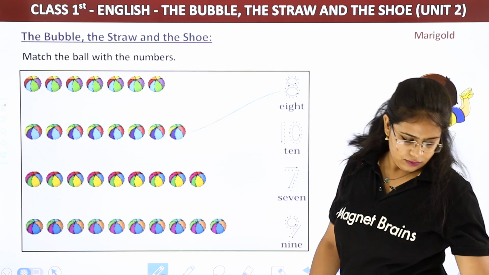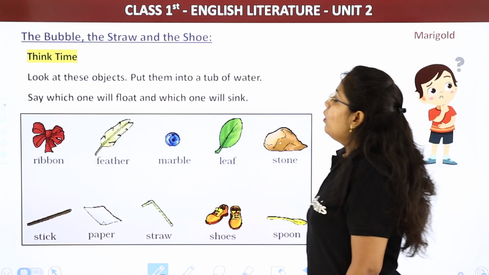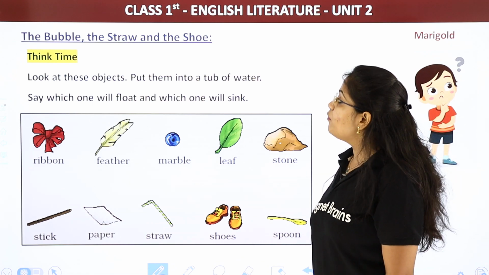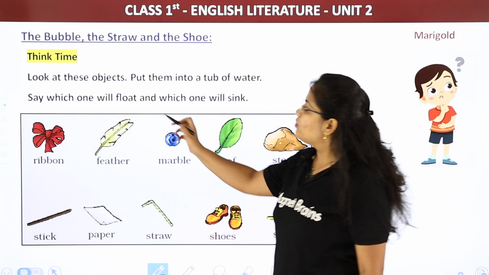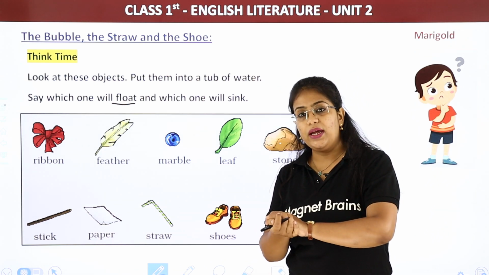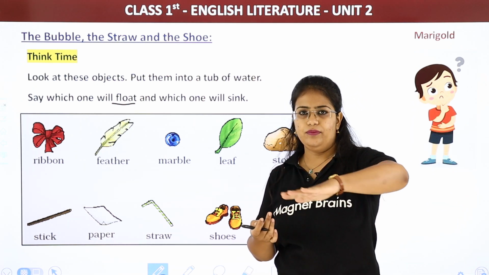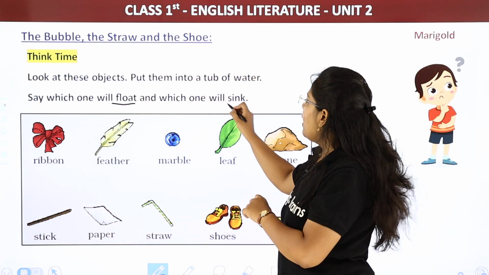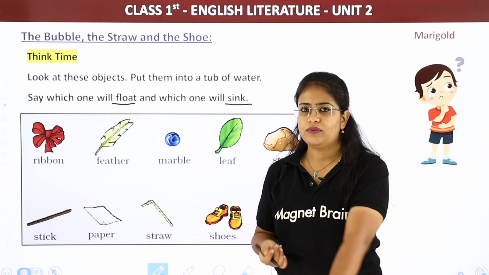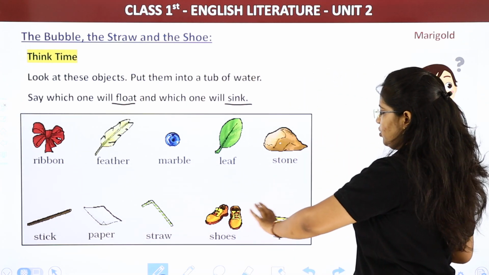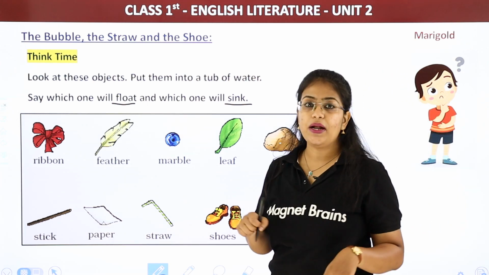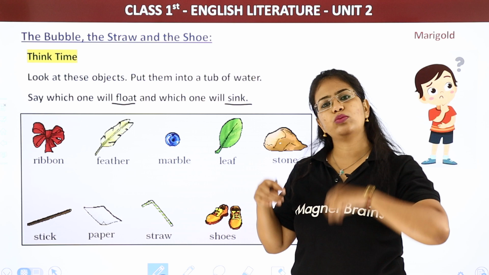So that was match. Look at these objects. Put them in a tub of water. Say which one will float and which one will sink. What does float mean? Float मतलब कोई चीज़ आप जब पानी में डालोगे तो वो ऊपर ऊपर रहेगा. That is floating. And sink means कुछ डाला and वो पानी के नीचे चला गया. ठीक है? So you have some pictures. कुछ pictures हैं आपके पास. You have to tell कि अगर आप इन चीज़ों को पानी में डालोगे तो वो तैरेगा या डूब जाएगा.